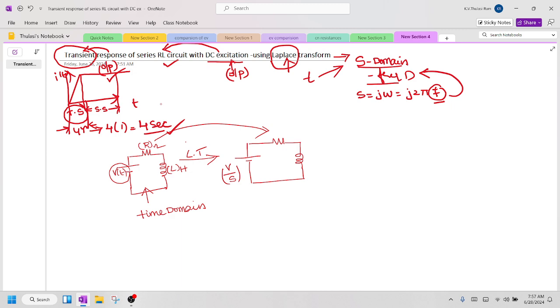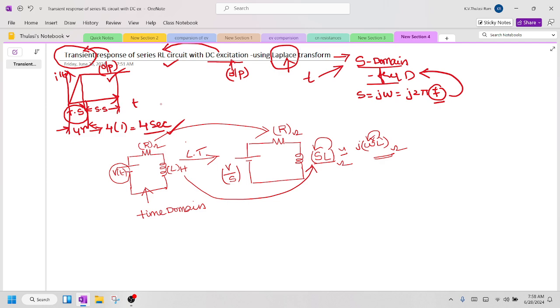The resistor is not an energy storage device. That's why the resistance is directly expressed in ohms. But here the inductor is in henries. After the transformation, it is multiplication with S into L, so this will be converted into ohms. So multiply the inductor with j omega. This can be expanded as S is equal to j omega L. The units of j omega L are once again ohms. Multiply the inductance value with 2 pi f, then we get it in the frequency domain.